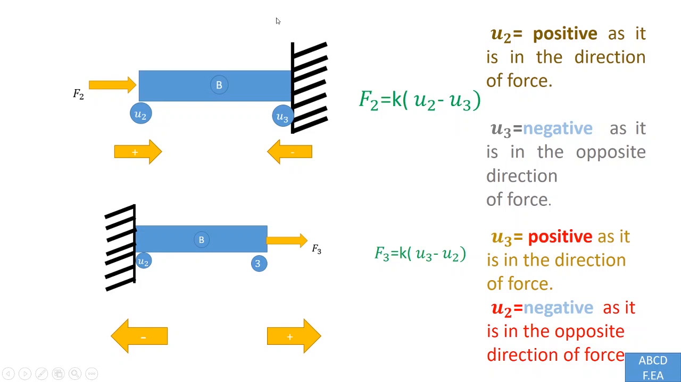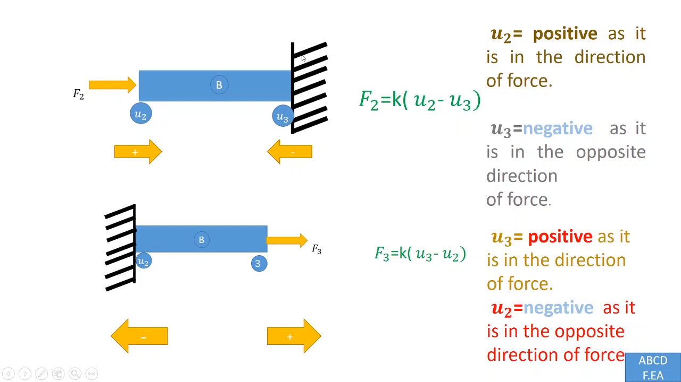Now F2 and U2 are acting in same direction. So when F2 and U2 are acting in same direction, F2 is equal to K (U2 minus U3). Got it? Again I'm repeating, F2 and U2 are acting in same direction, so it is positive, and U3 is opposing, so it's negative, which I have written here. U2 is positive as it is in direction of force, U3 is negative as it is compressing the system, so it is in opposite direction.